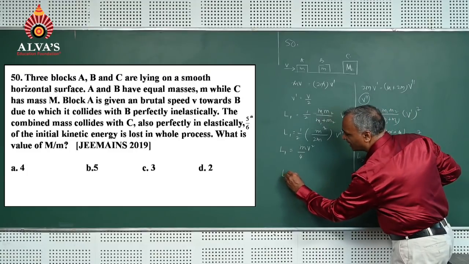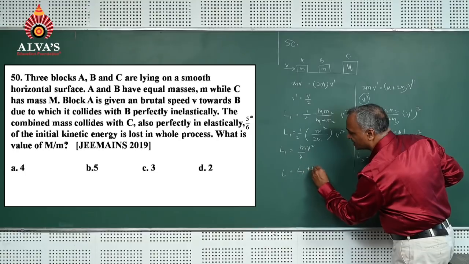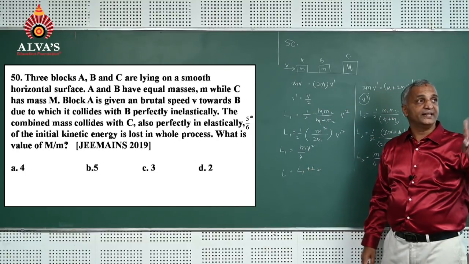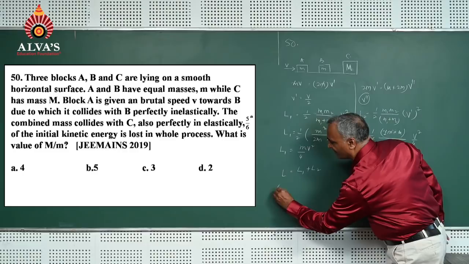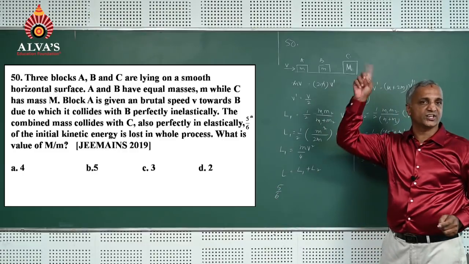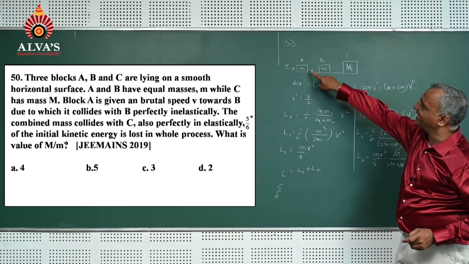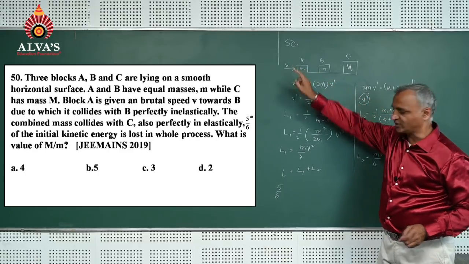So total loss is equal to first loss plus second loss. But in the problem the total loss is given as 5/6 of the initial kinetic energy. Initial kinetic energy is half m into v square itself.